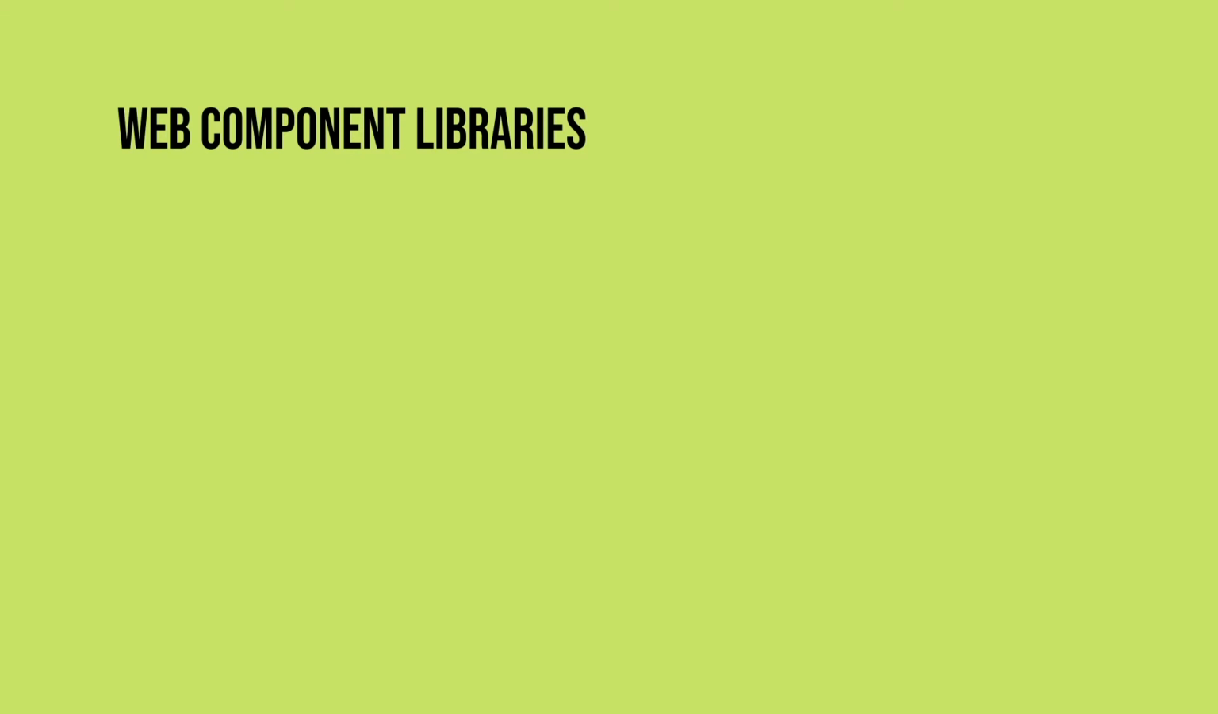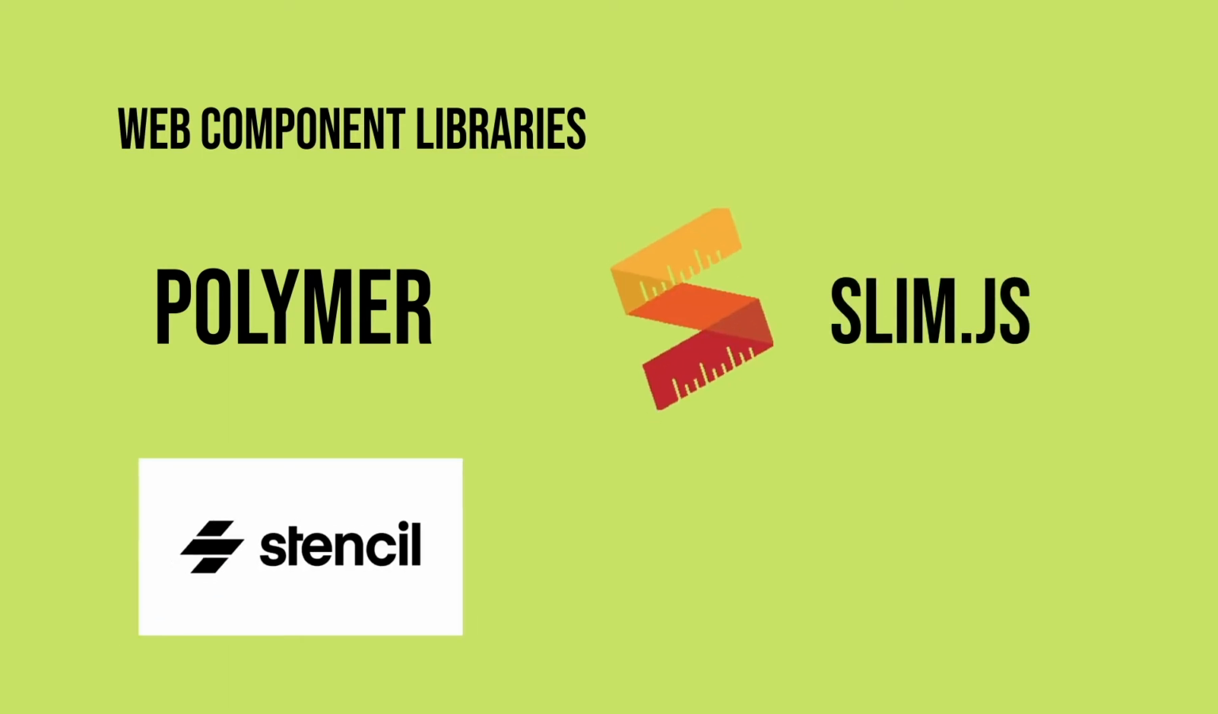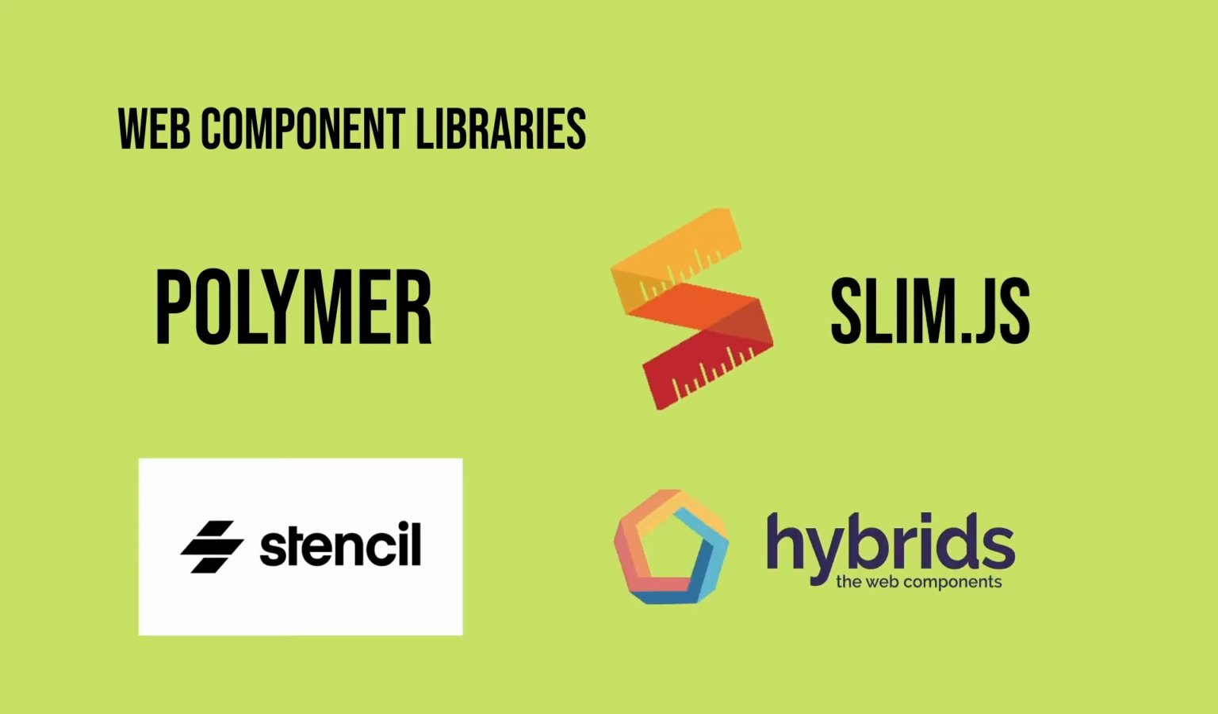There are a few libraries that make it easier for developers to build web components. They're all built on top of the official web component specifications and provide APIs and syntactic sugar that make it easier to build them. These libraries are Polymer, Slim.js, Stencil, Hybrids. And even Angular provides a special function called createCustomElement that can convert an Angular component together with its dependencies into a custom element.